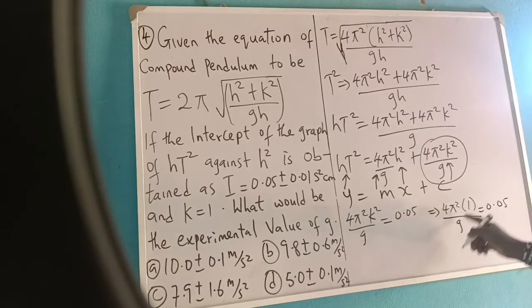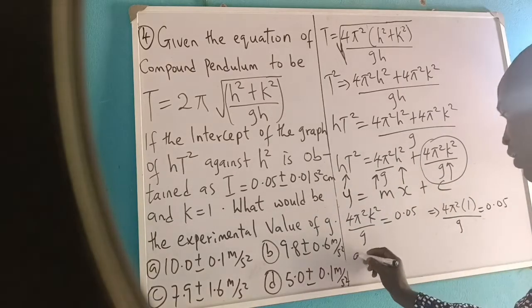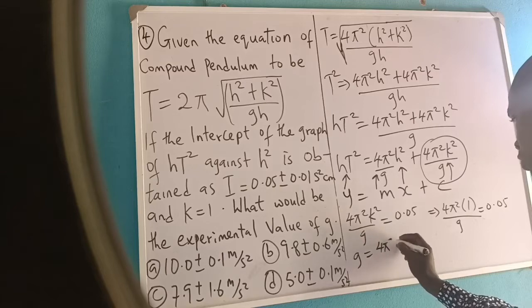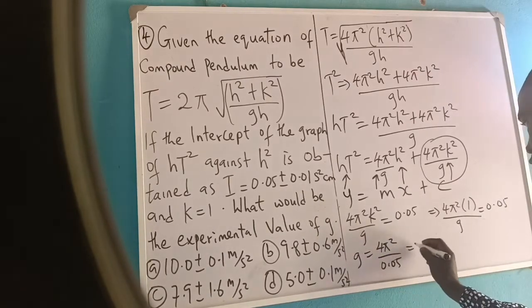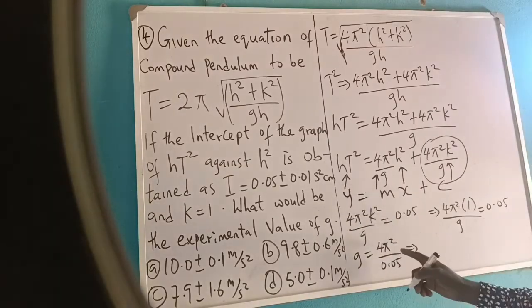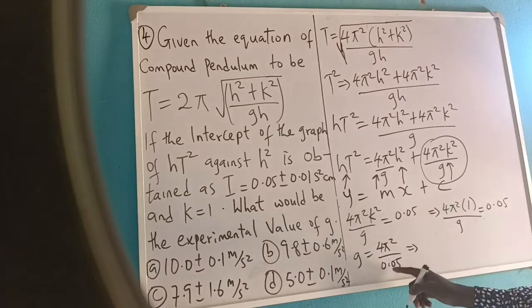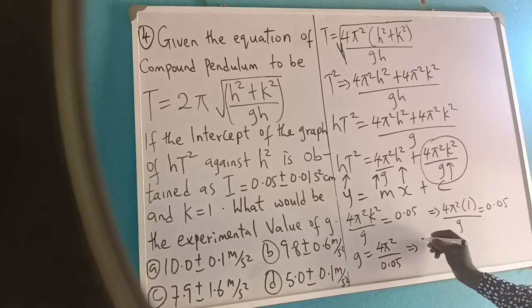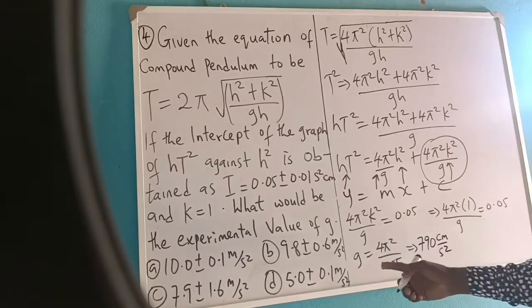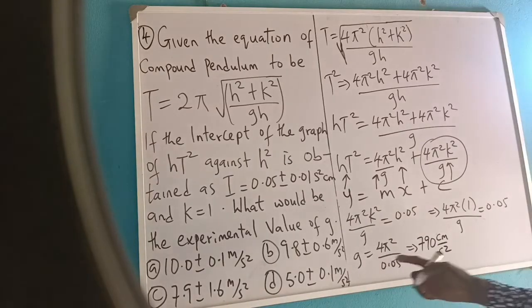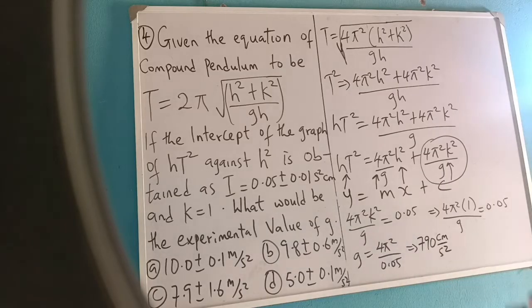Making G subject of the formula, G will come up, 0.05 will come down. G equals 4 pi square all over 0.05. Now, when you compute this, you will be noticing that 4 pi square over 0.05 will be giving you 790 centimeter per second squared. That is about your G. Now, you have gotten your G to be 790 centimeter per second square.